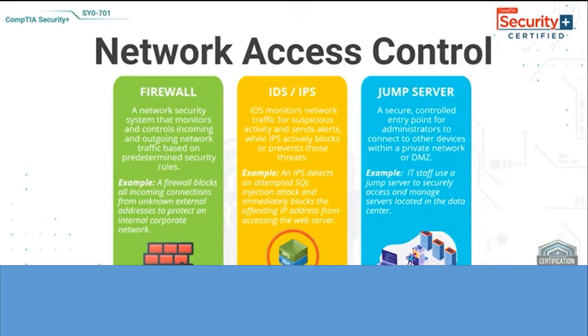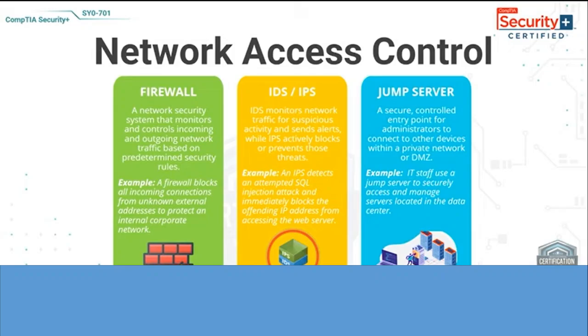Now we are moving to the next: where we use network access control, and what devices we use. First, very important, you find this in your machine, in your laptop, in your tablet, and these are basically different categories of firewalls. We call this a firewall, a network security system that monitors and controls incoming and outgoing network traffic based on predetermined security rules.